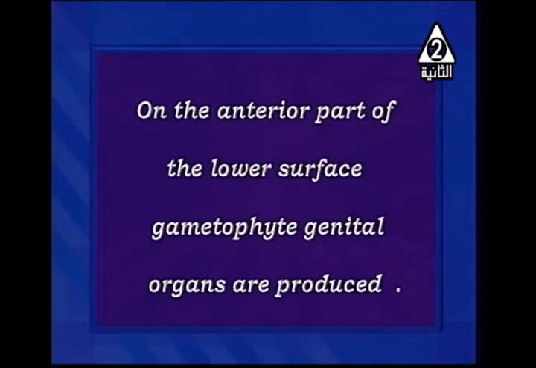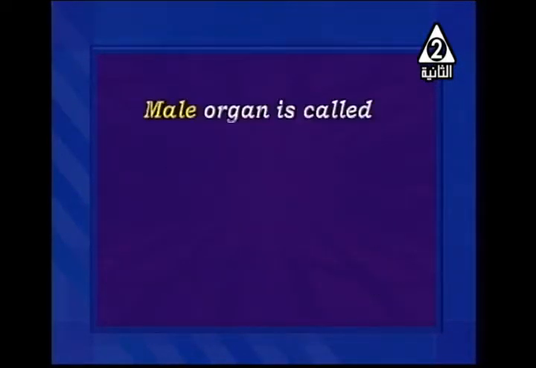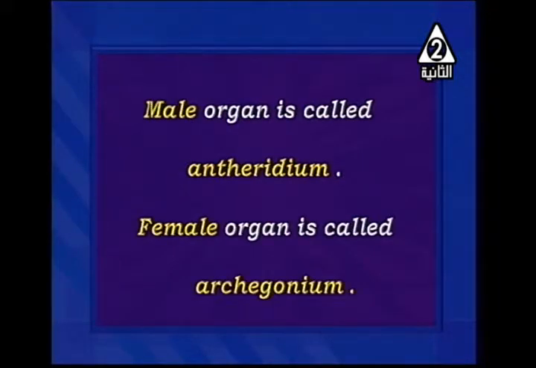On the anterior part of the lower surface of the gametophyte, genital organs are produced. The male organ, we call it antheridium. Again, the male organ, we call it what? Antheridium. While the female organ, we call it what? Archegonium. So we have here two organs, male and female. The male is called antheridium, and the female is called what? Archegonium. And the plural is antheridia, and in the female also archegonia.